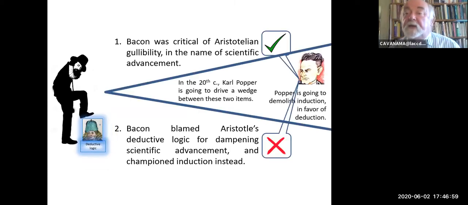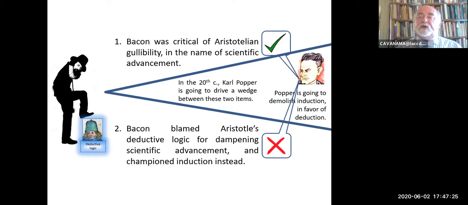In the 20th century, Karl Popper is going to come along, and this will be the subject of our third problem, what's the goal of our knowledge. He's going to drive a wedge between these two parts of Bacon. He's going to say, yeah, Bacon was quite on the mark about Aristotelian gullibility, but he missed the mark in thinking that there was such a thing as inductivism, and that inductivism was different from and superior to deductivism.